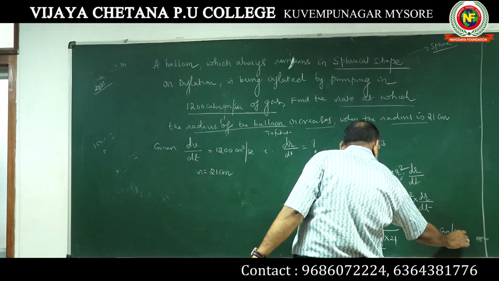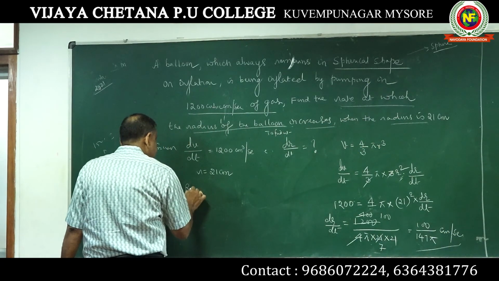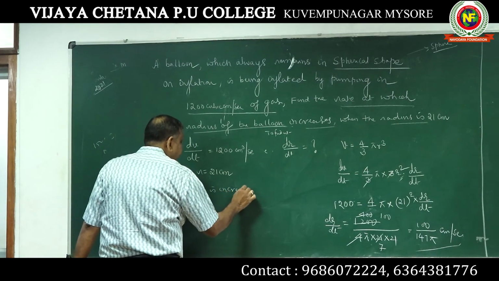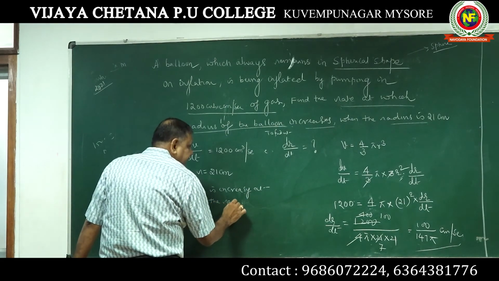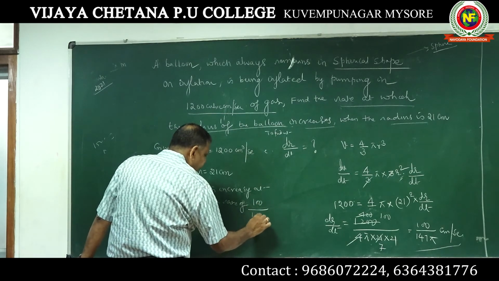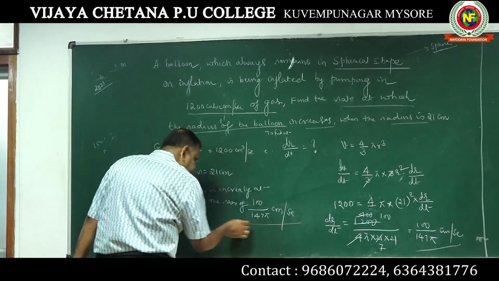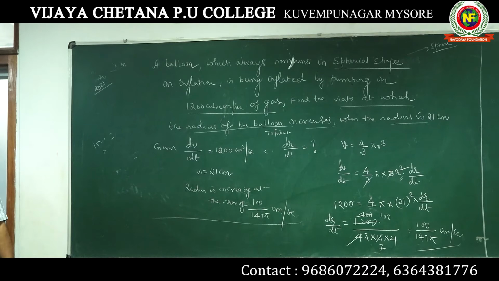You should write centimeter per second, and you can write that the radius is increasing at the rate of 100 by 147 pi centimeter per second. Since it is radius, it is just centimeter per second. 100 by 147 pi centimeter per second, you have to keep as the answer.